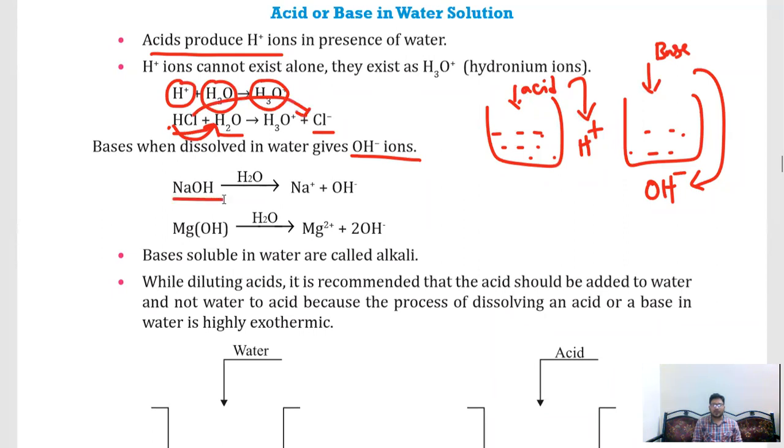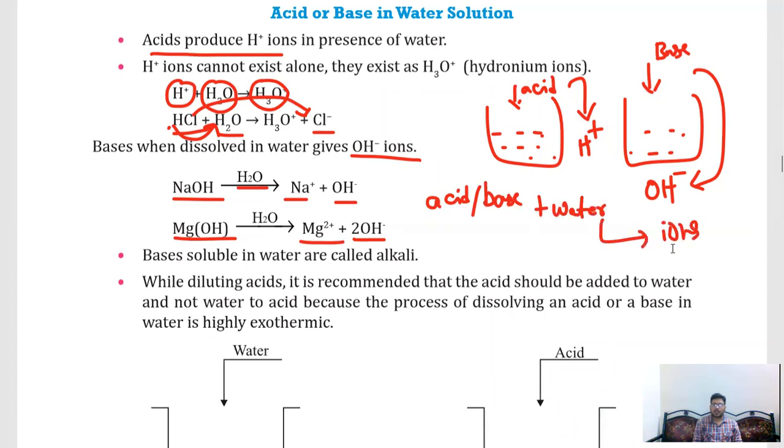Same, when NaOH is added to water, we get Na plus and OH minus. Magnesium oxide, if it is added in water, gives Mg 2 plus and OH minus ions. Simply to say, if you add acid or base in water, ions are produced. There are two types of ions, positive ions and negative ions, cations and anions. Simple.